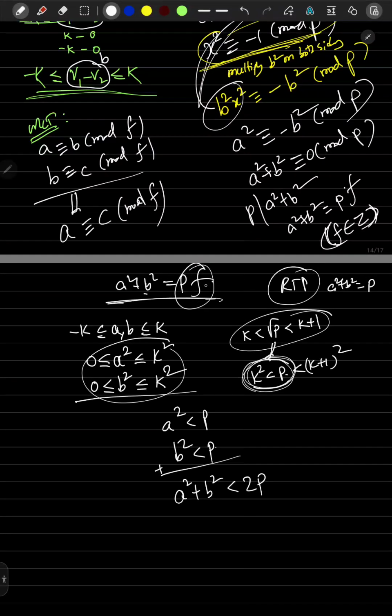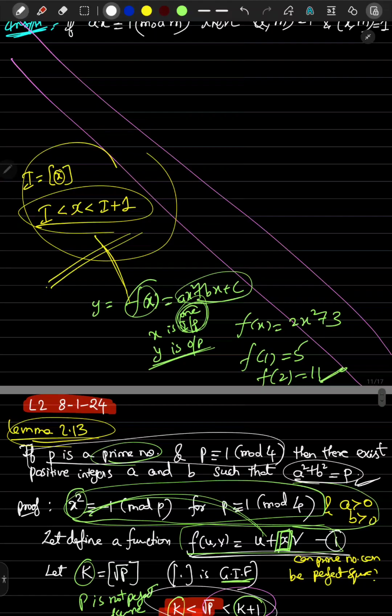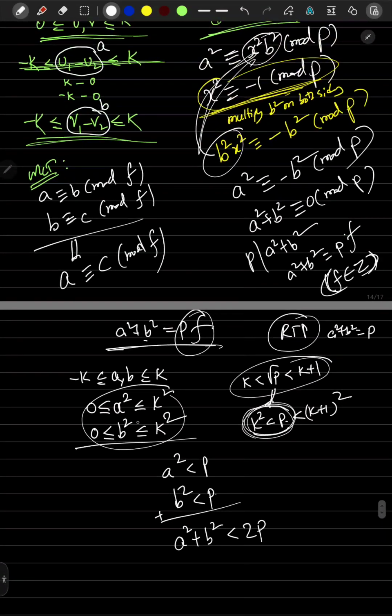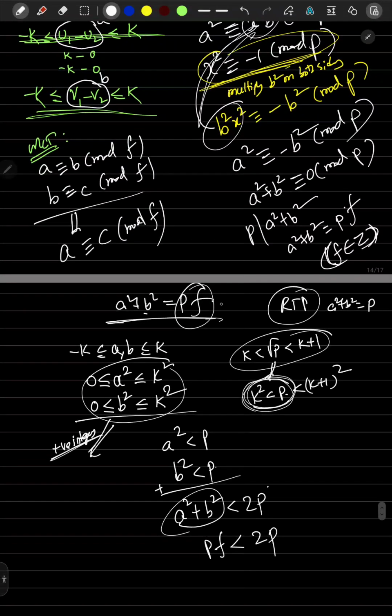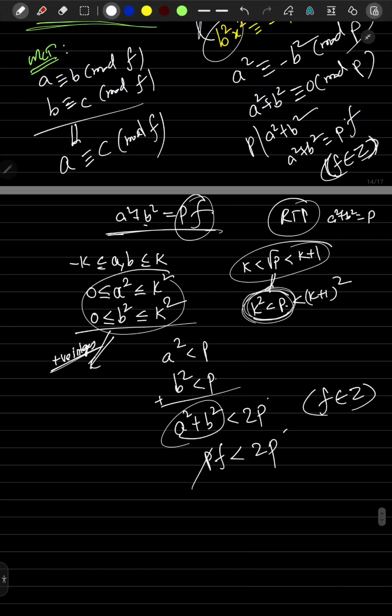Proof. Now I am considering that since they have given only positive integers, a square plus b square is less than 2p. But we know that a square plus b square equals pf. What is f? f belongs to some integer. So p cancels, p is a prime number. f is less than 2. Since it belongs to Z.